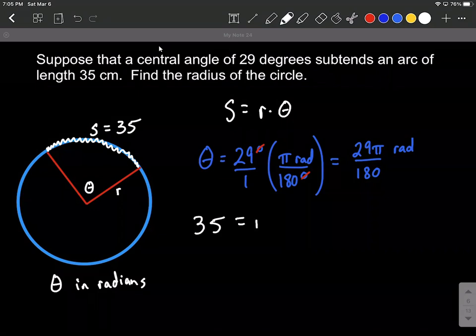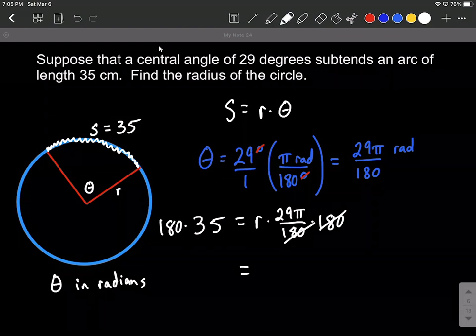35 equals, well, we don't know our radius. We're going to do some work to find that. And then theta, our angle, we can represent in radians with 29 pi over 180. Now we have an equation with only one unknown. Again, pi is a number, so the only unknown here is r. To solve for r, we probably want to get rid of the fraction. So I'm going to first suggest we multiply both sides by 180. By multiplying by 180, it'll counteract this dividing by 180.